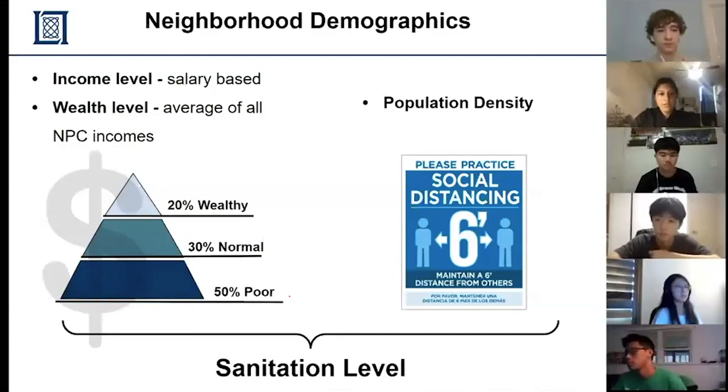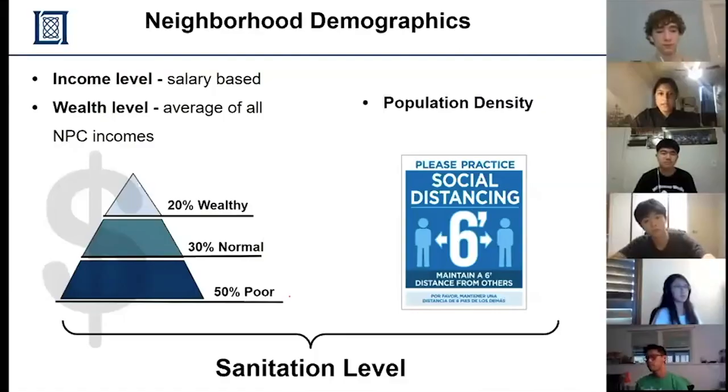If you are wealthy, you have a 5% lower chance of getting the flu or becoming a zombie, and if you are poor, you have a 5% higher chance. This models real life, as the more money you have, the more money you can spend on sanitation and security measures. To model population density, we just multiplied the number of people alive by 9, then divided by the number of people in the neighborhood. Population density does not affect anything directly, but it is a factor in sanitation levels.